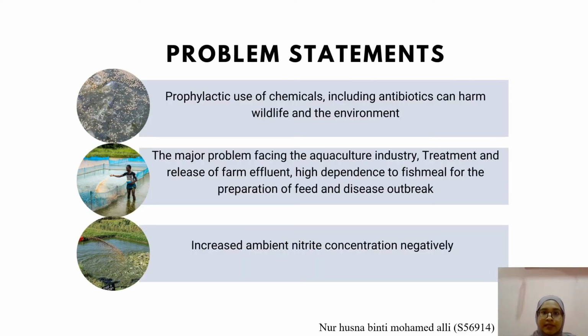For the problem statement, first, prophylactic use of chemicals, including antibiotics, can harm wildlife and the environment and may lead to antibiotic resistance. Second, the major problems facing the aquaculture industry are treatment and release of farm effluents, high dependence on fish meal for the preparation of feed, and disease outbreak. And last, increased ambient nitrate concentration negatively affects the growth, performance, and survival of fish or shellfish and also inhibits the disease resistance of the culture animals.